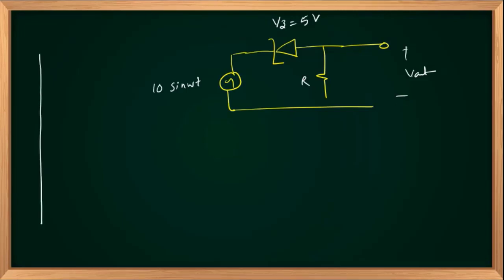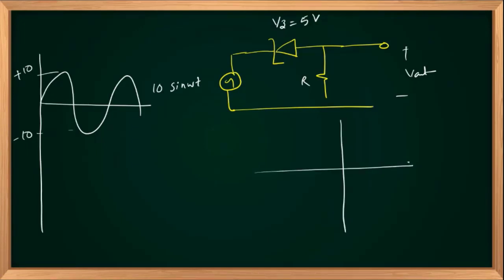You are asked to identify the output waveform for a given input waveform. It's a sinusoidal waveform oscillating between plus 10 and minus 10, 10 sin omega t. And you have to plot the transfer characteristics also, V out on the y-axis, V in on the x-axis. The diode appears in series between the input and output, so we'll call it a series clipper. Right? Again, before analyzing the circuit, we will open the diode.